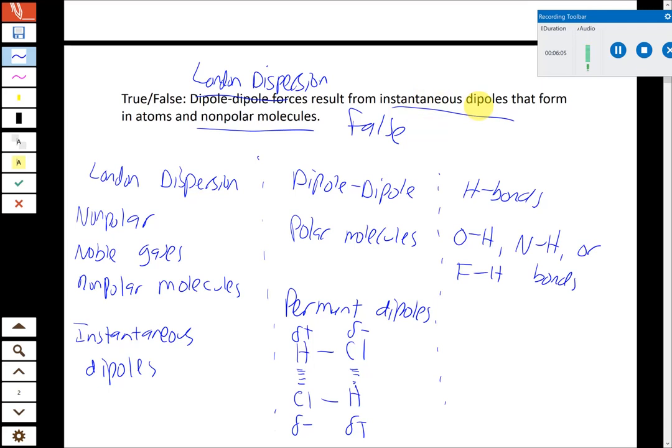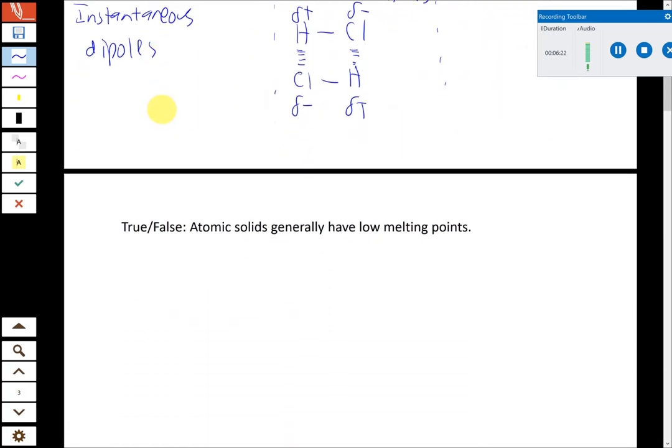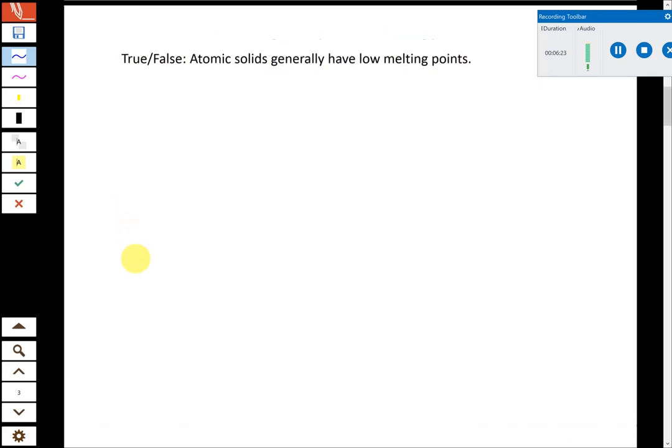I know that was kind of a long-winded summary of those three forces, but there is going to be a question both on the third midterm and the final where you have to distinguish between these three forces and know some things about them. So we want to make sure that we're clear on how those are. All right, the next few topics deal with different types of solids.